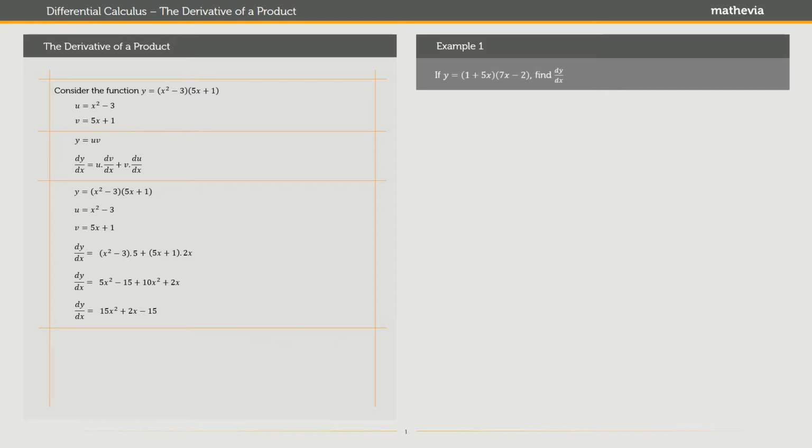Example 1. Example 1 says if y equals 1 plus 5x multiplying 7x minus 2, find dy/dx. Now, how do you go about doing this? First thing we want to do, we identify a formula.